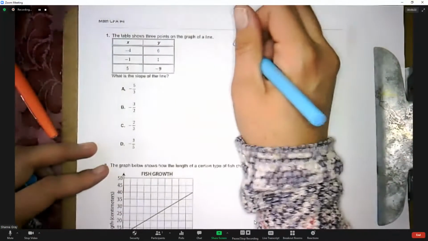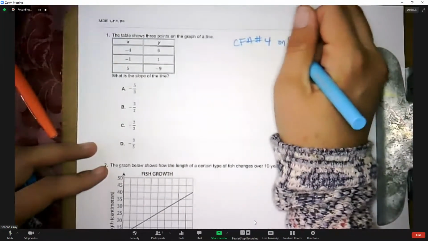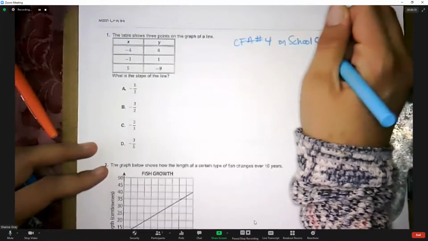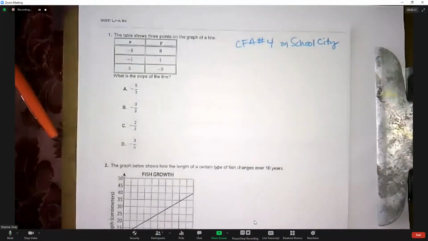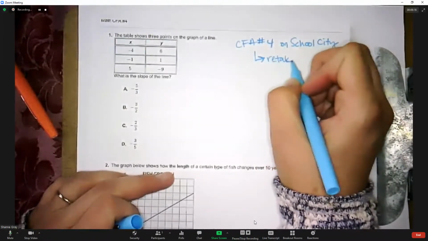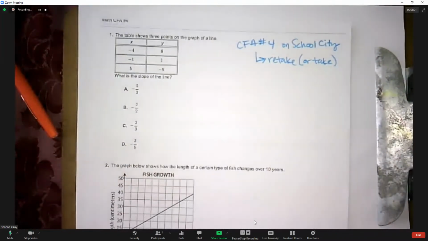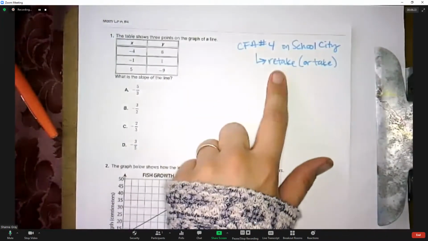Hey guys, I'm gonna go over CFA number 4 on School City, so that way, hopefully you can retake it because it's reopened. So retake, or maybe take it for the first time in case you were one of those kids that didn't, so that way you can get your grade up.